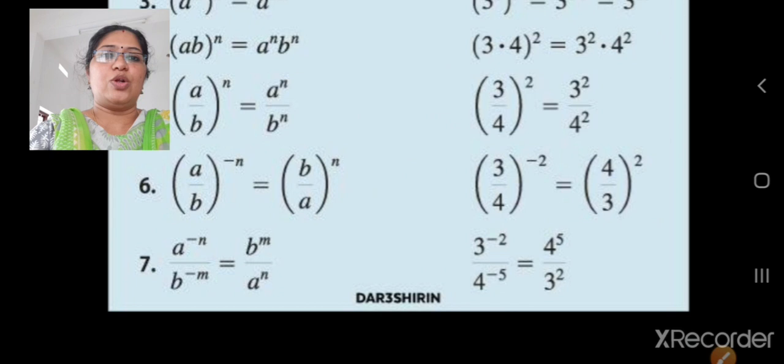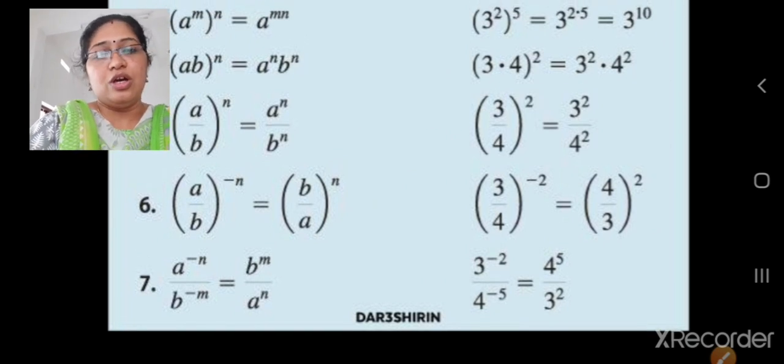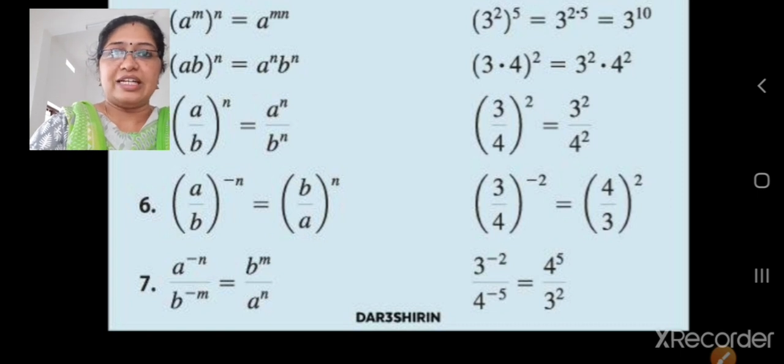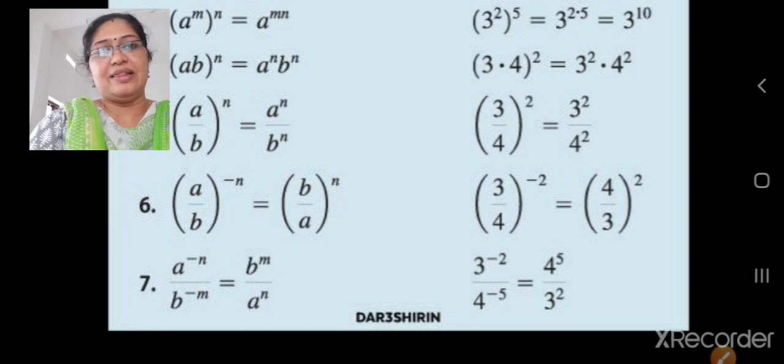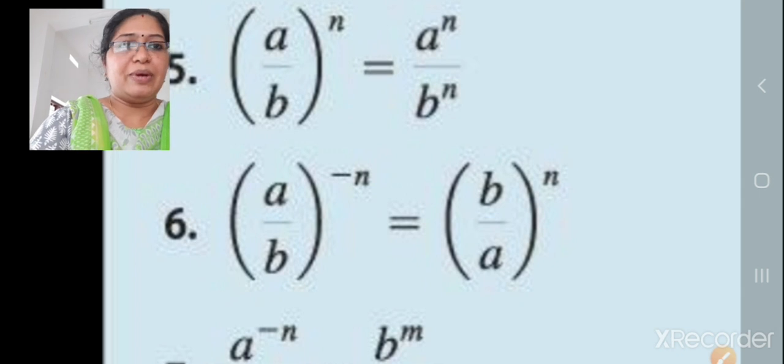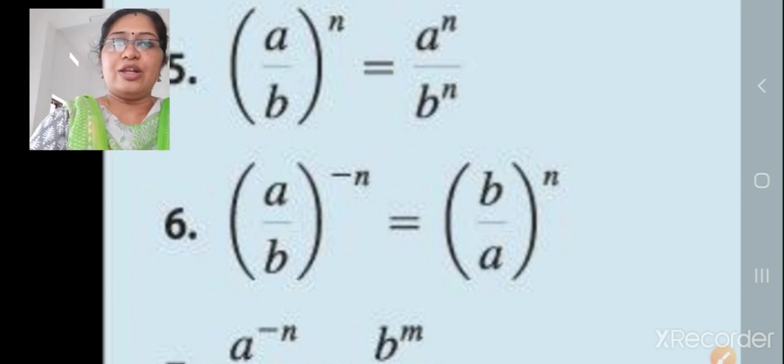Now the next law, the 6th. This is the new law which you are going to learn in 8th standard. This is the only new one: a by b whole raised to minus n. If minus n is coming, how do we change it to positive? Negative should be changed to positive. You can take its reciprocal. That is, a by b whole raised to minus n means you will take the reciprocal and write it as b by a whole raised to n.